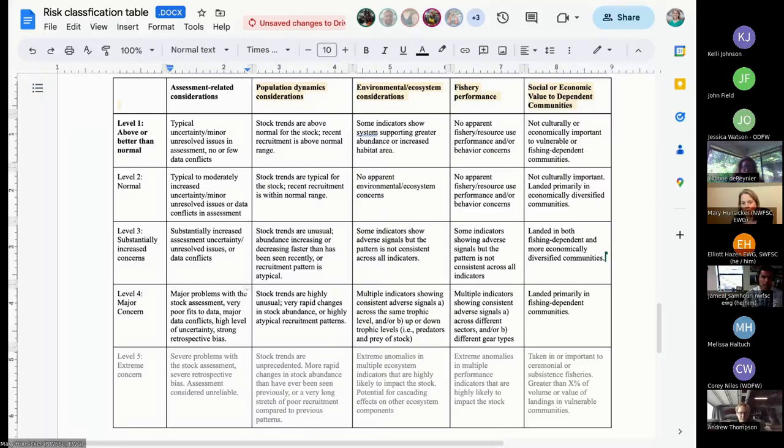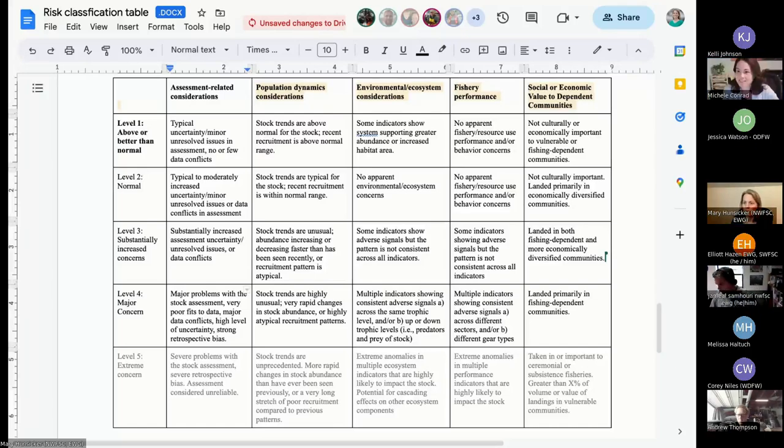It looks like Michelle Conrad has her hand up, and then Josh Lindsay, and then Corey and Tim. Thanks, Mary. Can you hear me? Go ahead, Michelle. Great. I appreciate the discussion, and I think all good questions relative to fishery performance and social and economic value, what's done now, what's included in the assessment.